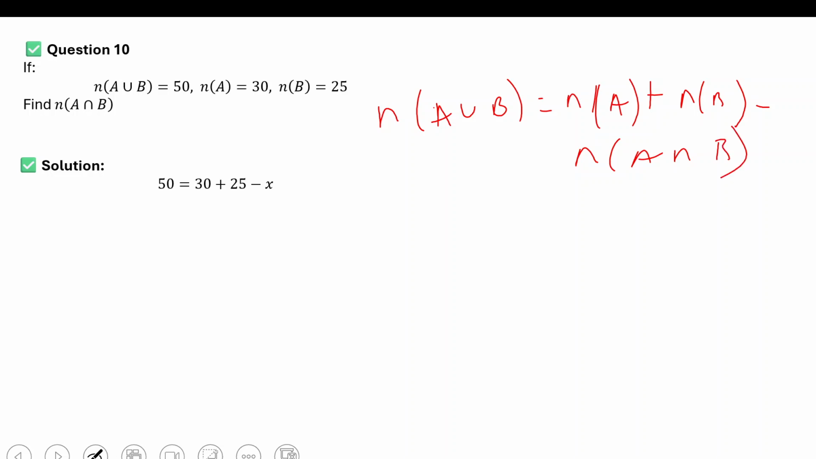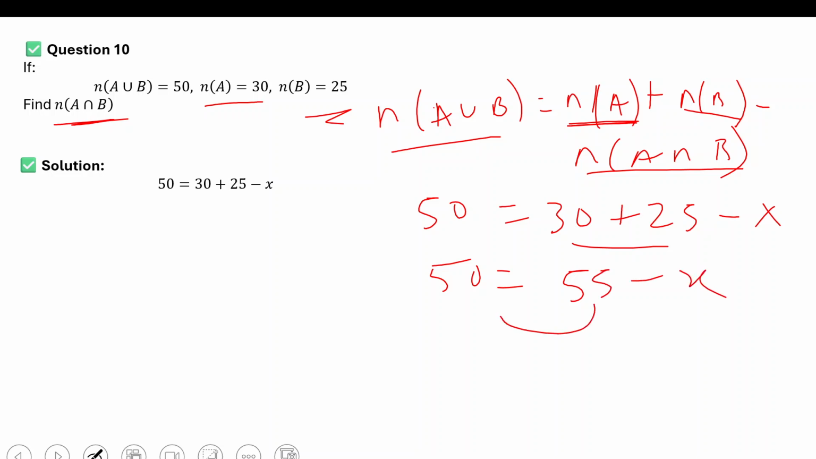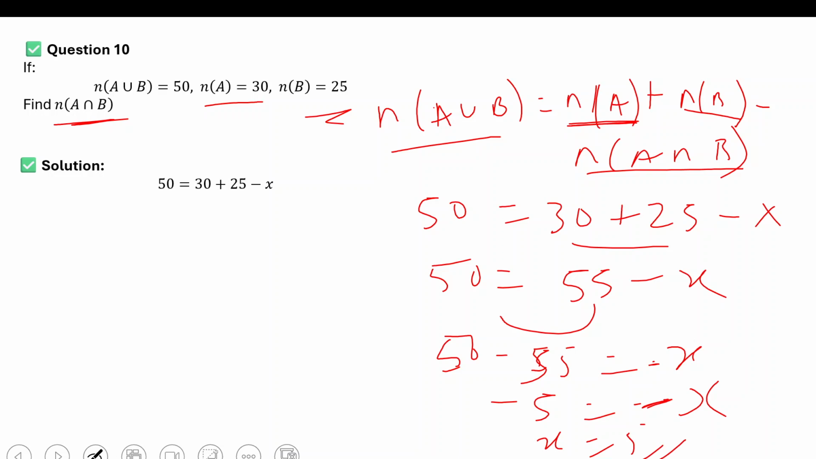So A union B is 50, which is equal to number of A, which is 30, plus number of B, which is 25, minus A intersect B, which is X. So 50 is equal to 55 minus X. When this goes this way, it now becomes 50 minus 55 is equal to minus X. 50 minus 55 is minus 5, so minus 5 is equal to minus X, and X is equal to 5. So the number of A intersect B is 5.